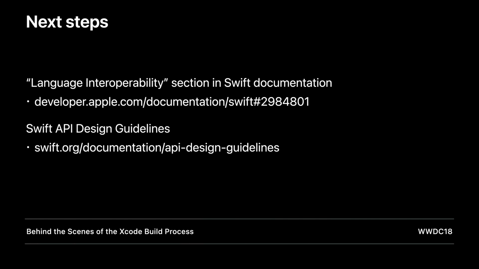If you want more information, the Swift documentation has a section called Language Interoperability, which digs into all of these features and more in greater detail. If you want to get a more concrete feel for what makes a Swift API idiomatic, the API Design Guidelines describe some of the principles and rules recommended by the Swift core team and community. And the session Behind the Scenes of the Xcode Build Process digs deep into how Swift imports Objective-C headers and how Xcode builds mixed frameworks. It's particularly relevant if Swift seems to be missing some of your Objective-C framework's headers or just won't import it at all.